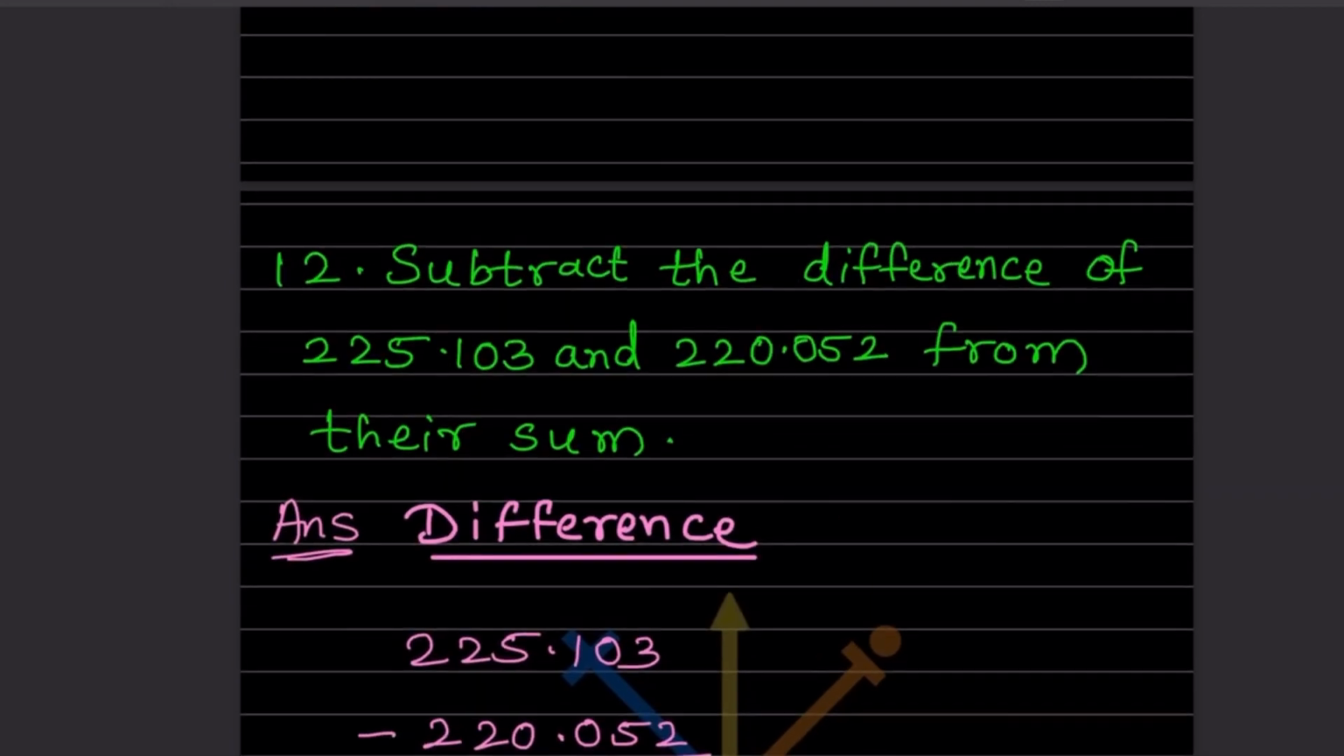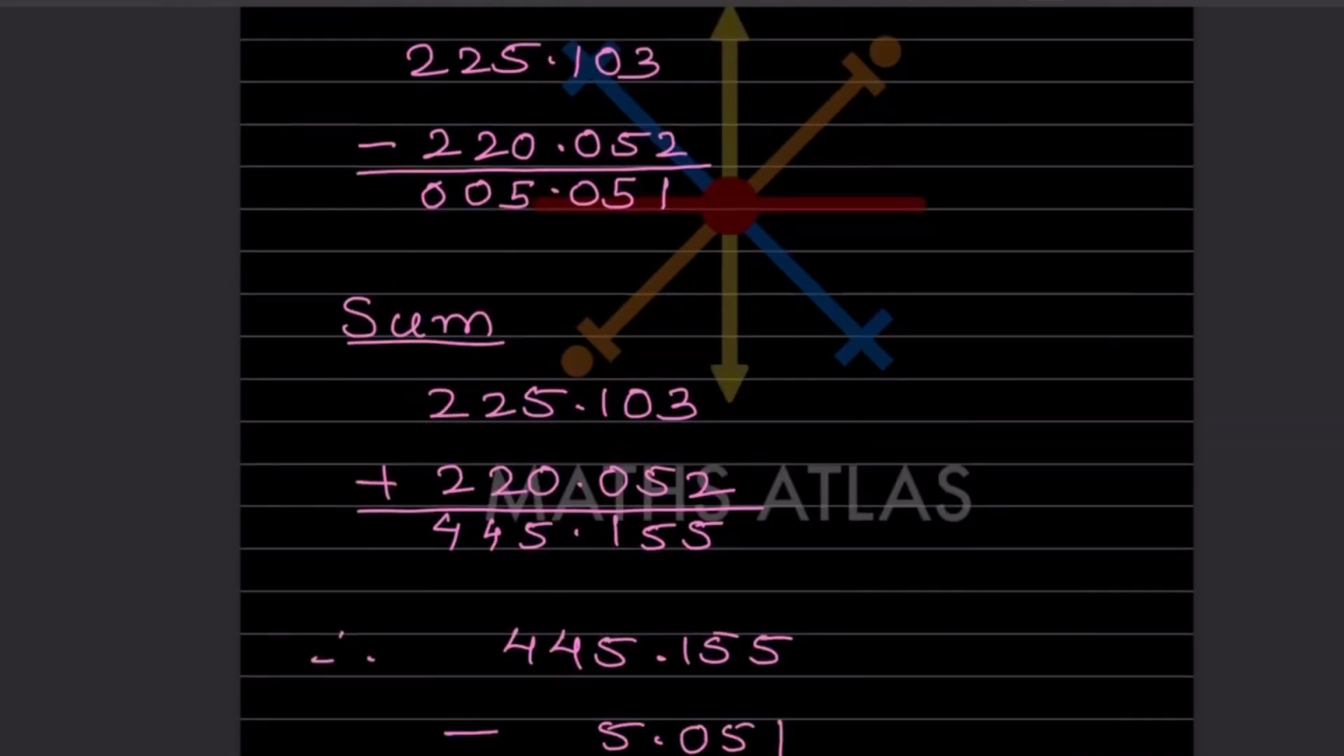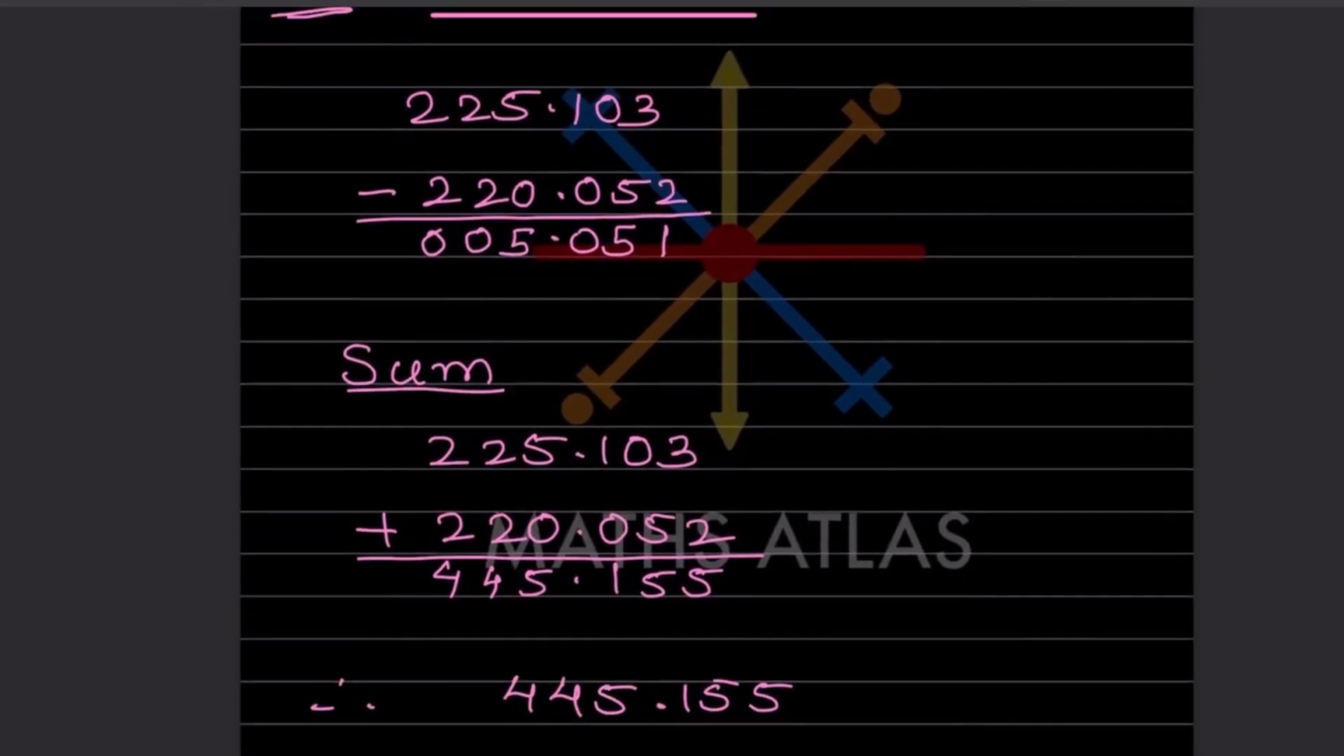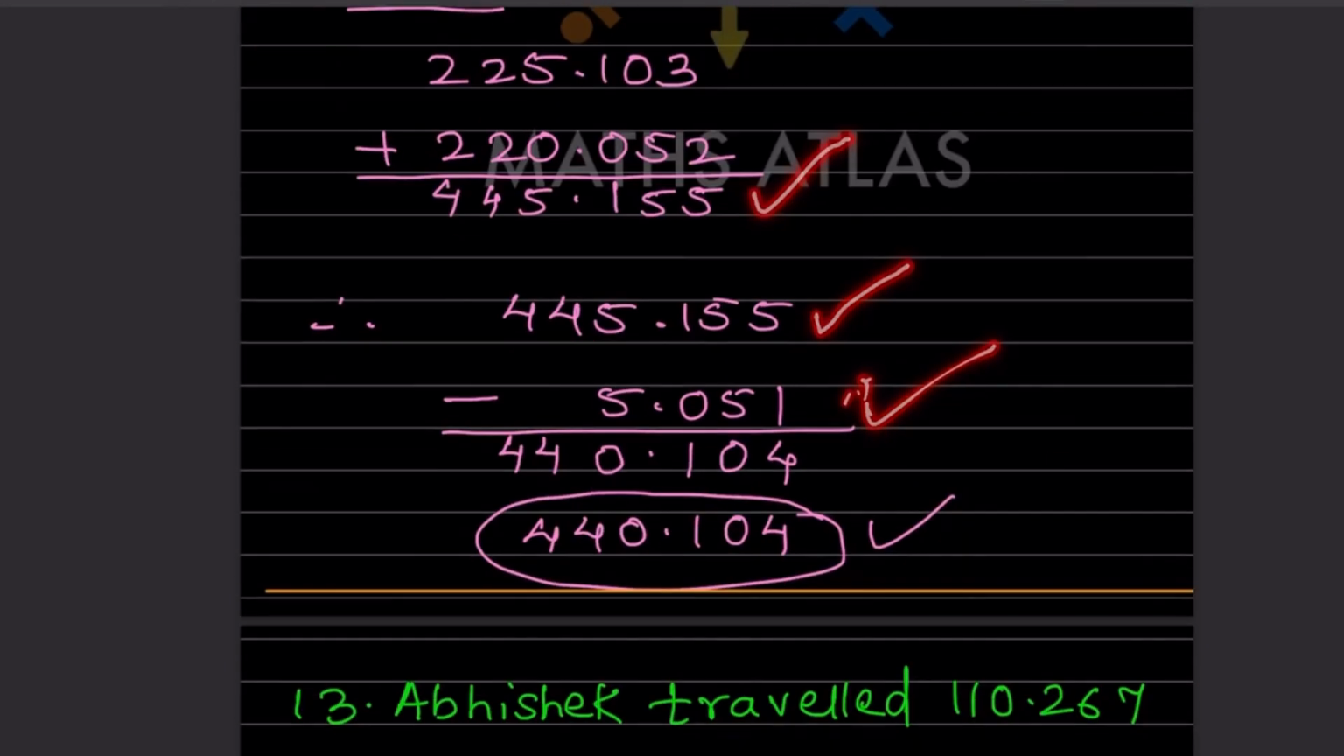So they said subtract. So what are we going to do? From, see here, whatever is there, from their sum. Means sum should be at the start. So what do we get was sum? Sum we got is 445. So it should be at the top. And from that you are going to subtract this number. So you get this one.